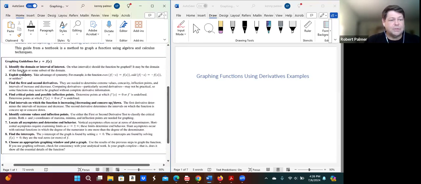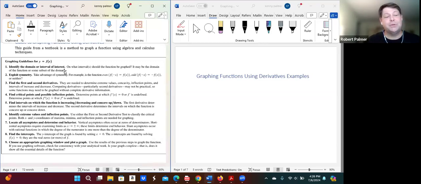All right, so for some function, what you want to do is first identify the domain or interval of interest. Your domain may be all real numbers, or it could be part of that, maybe between two endpoints. Whatever it is, make sure you have your domain. Also take advantage of symmetry. So we're talking about even and odd functions. There are symmetries there that often make our life easier. For example, if it's symmetric about the y-axis, then it looks the same on both sides.